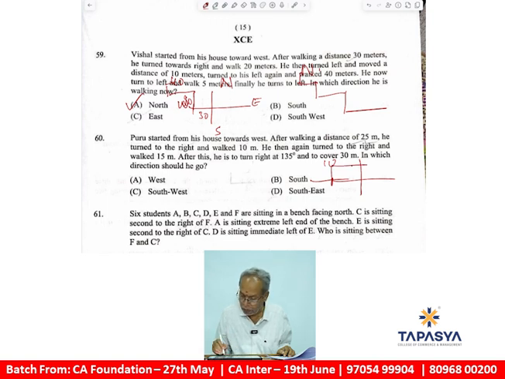Then after this he turned 135 degrees. Here, taking the point as origin, 135 degrees means 90 plus 135, so it comes here, and he covers 30 meters. So in which direction will he go? He is going to the southwest side. This is north, this is south, west, and this is east. Is it clear?